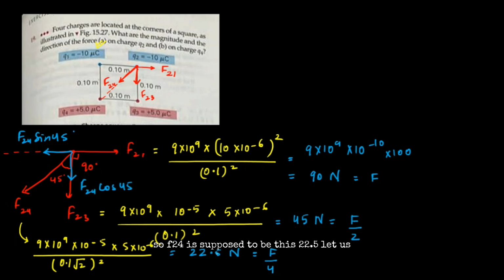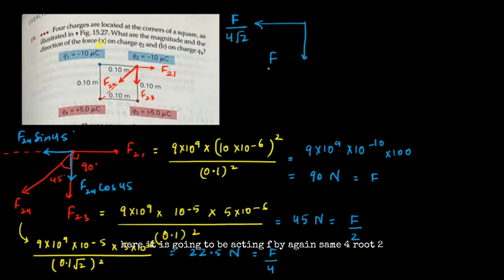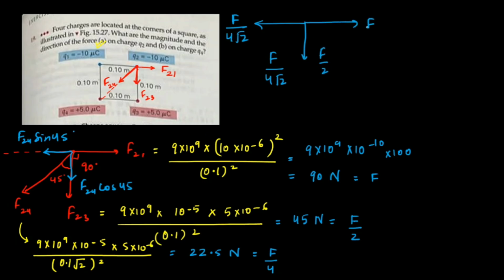So F24 is supposed to be this 22.5. Let us take it as F by 4 only. So it is going to be F by 4 sine 45, which is F by 4 root 2. So here the force acting is F by 4 root 2. Here it is again the same, F by 4 root 2, because cos 45 is also 1 by root 2. Now F23 is what? F23 is F by 2, and this is going to be F.